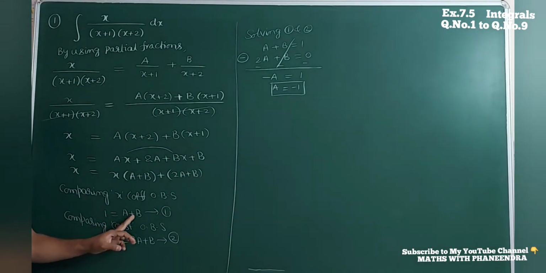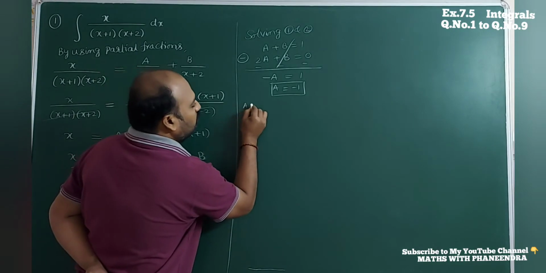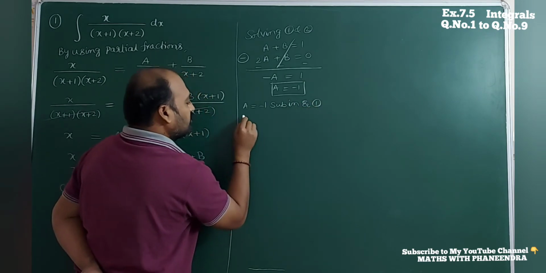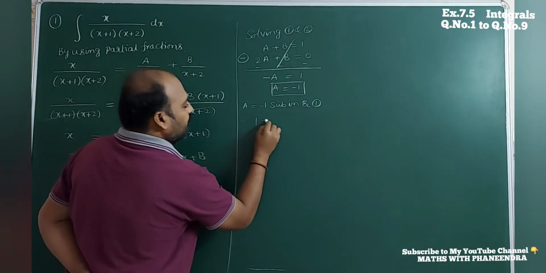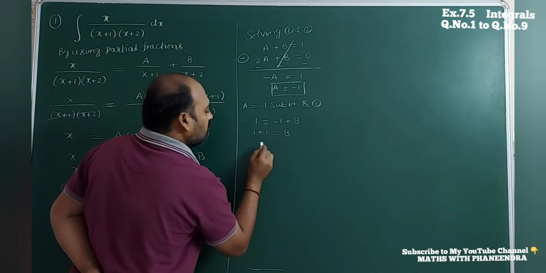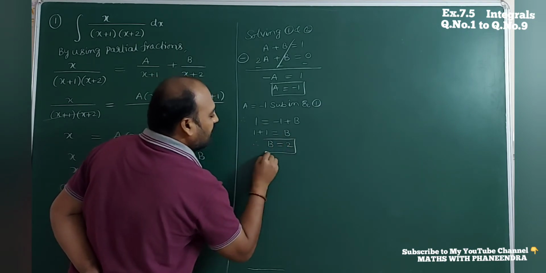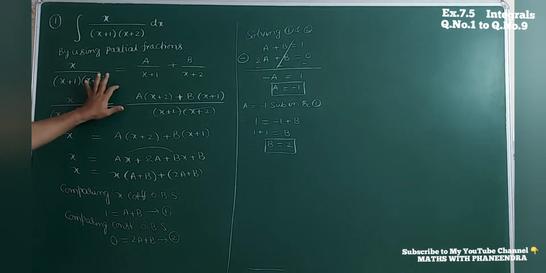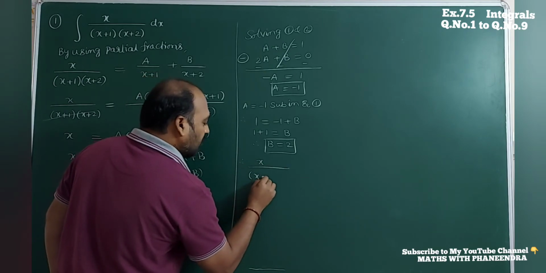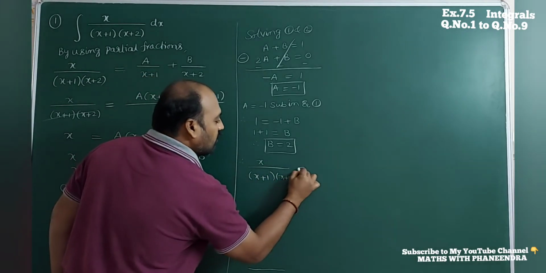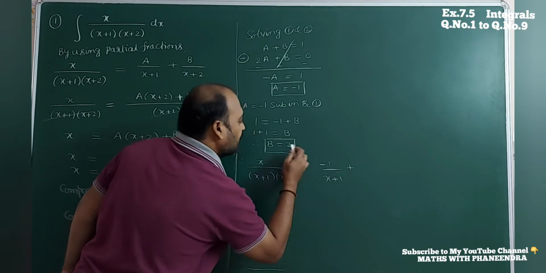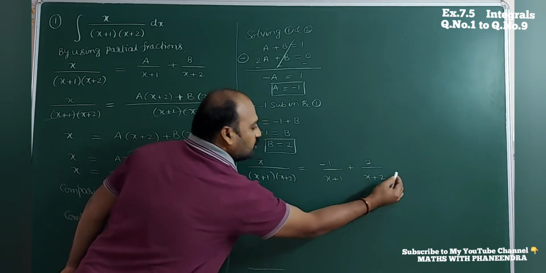Substitute in either equation 1 or equation 2. So A is equal to minus 1; substituting in equation 1, 1 is equal to minus 1 plus B. Taking that minus 1 to this side, 1 plus 1 is equal to B, therefore B is equal to 2. After finding the values of A and B, substitute in the first step. Therefore x by x plus 1 into x plus 2 is equal to minus 1 divided by x plus 1 plus 2 divided by x plus 2.